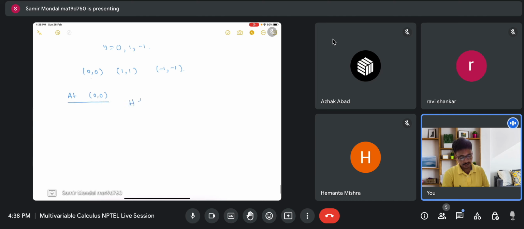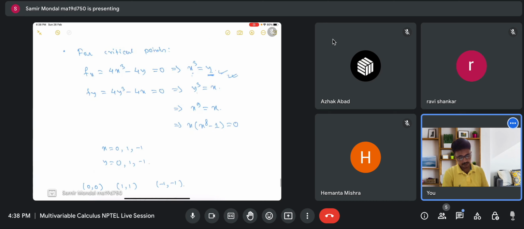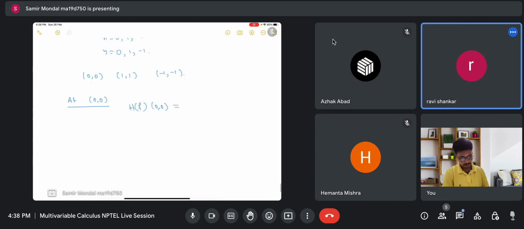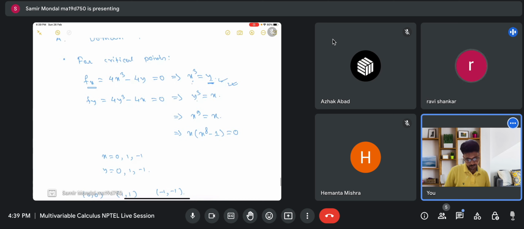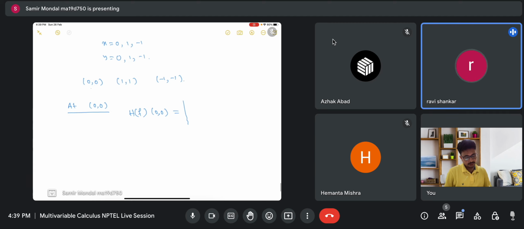You have to check the 3 cases. At the point 0, 0 you have to find the Hessian. Before that you have to find f of xx, which is 12x square, and f of yy, which is 12y square. At the point 0, 0, f of xx is 0 and f of yy is also 0. These two quantities are 0.